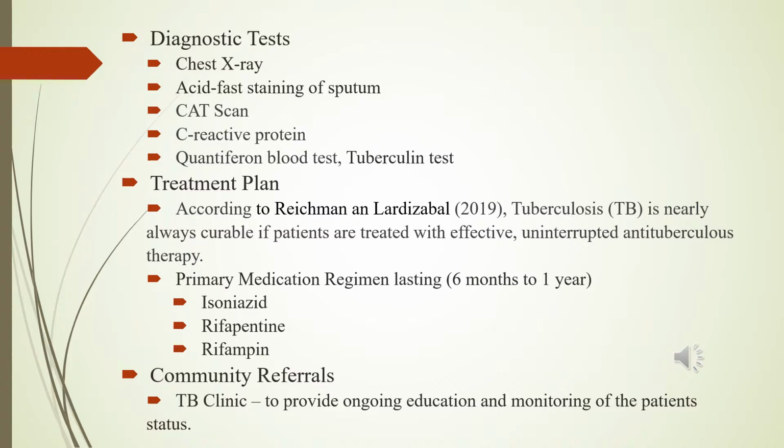The treatment plan. According to Reimann and Lardizabal, tuberculosis is nearly always curable if patients are treated with effective, uninterrupted anti-tuberculous therapy. The primary medication regimen lasts between 6 months to a year, and the medications would be rifampin, rifapentine, and isoniazid. I would also make a community referral to a TB clinic to provide ongoing medication monitoring as well as education.